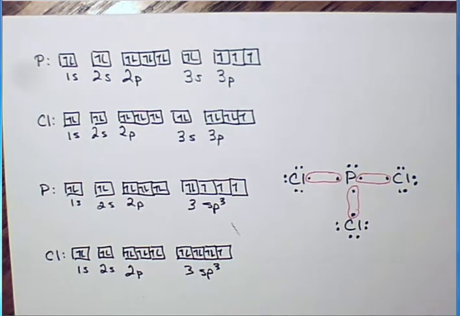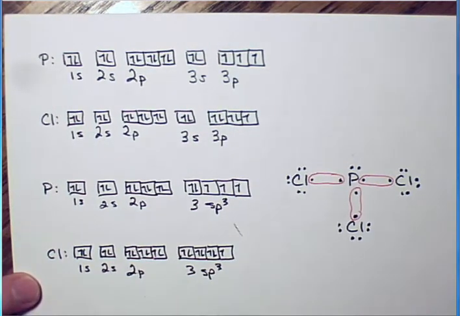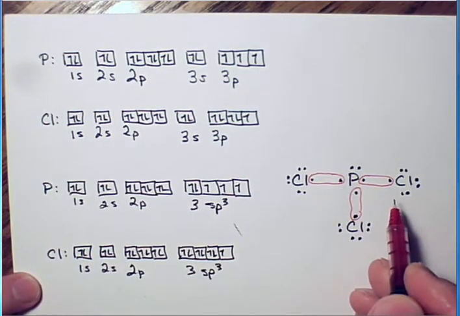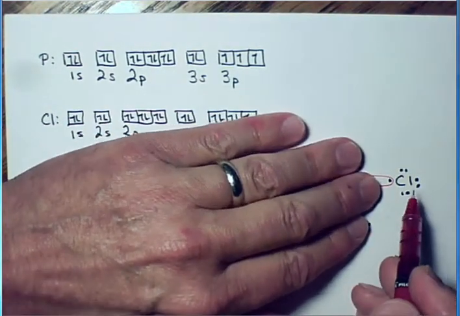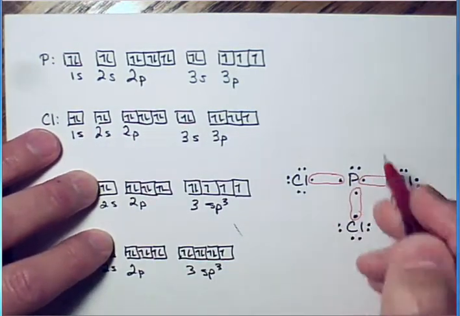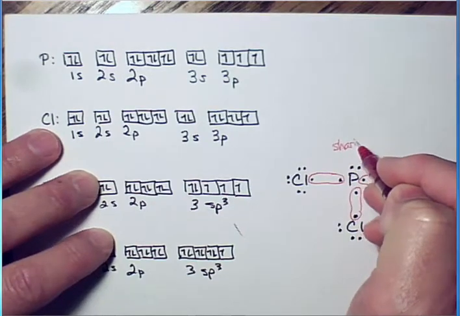Well, I don't know what you're doing. Why did you Lewis? Not yet. It's not Lewis yet. This is the sharing arrangement. We started with the electron dot notation or electron dot formula, and then we shared. So this is a sharing arrangement.